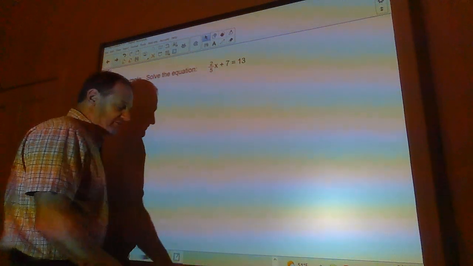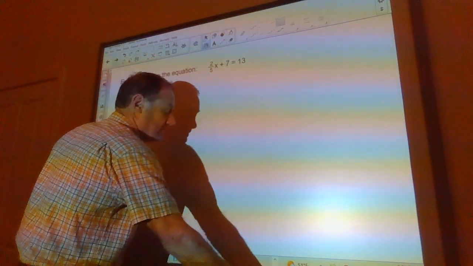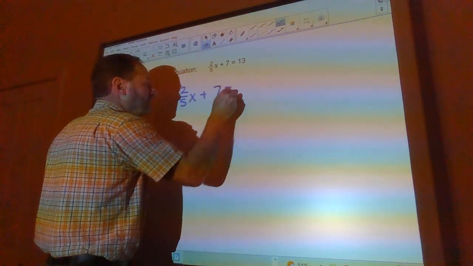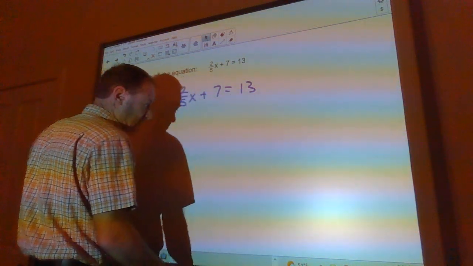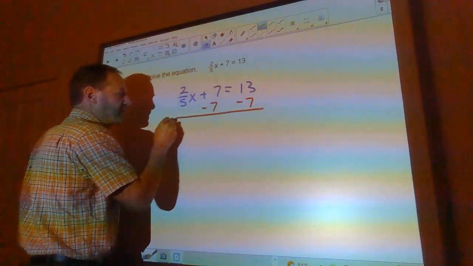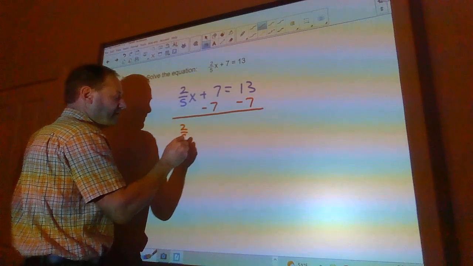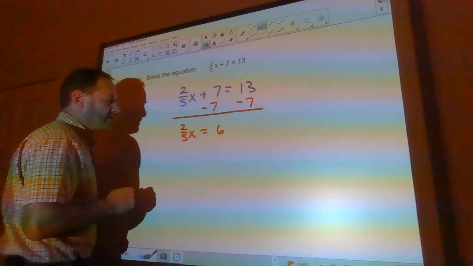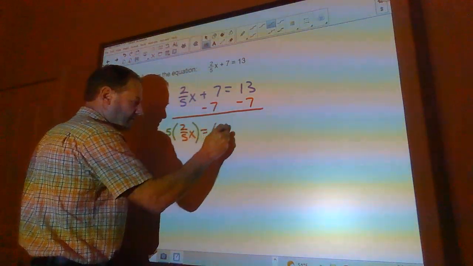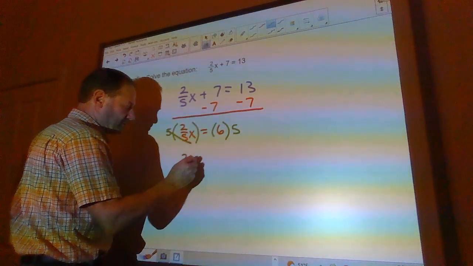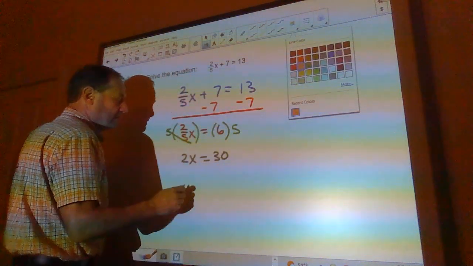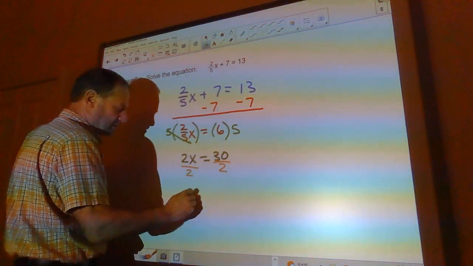Okay, solve the equation 2/5 x plus 7 equals 13. Let's rewrite this a little bit bigger. Remember, the first thing we want to do is get rid of this 7 right here. So we're going to subtract the 7, which means we have to do that to both sides. So 2/5 x equals 6. Now I'm going to multiply both sides by 5. That's going to cancel that out, leaving me with 2x equals 30. Then I'm going to divide both sides by 2, and I get x equals 15.